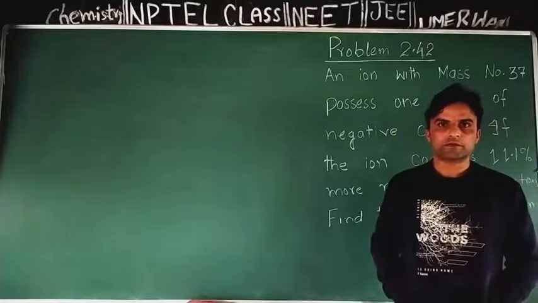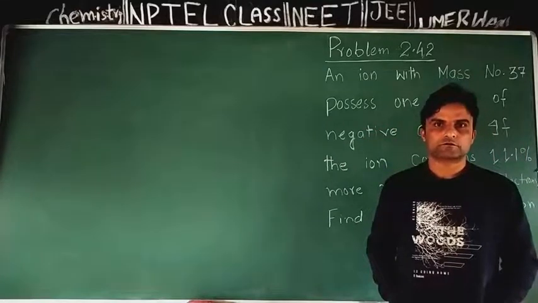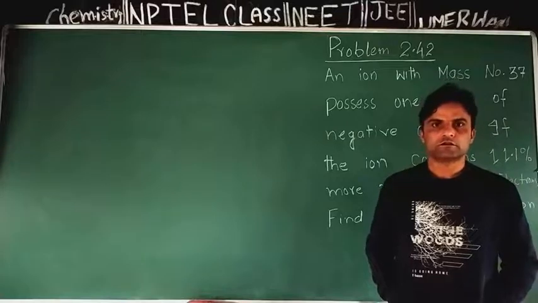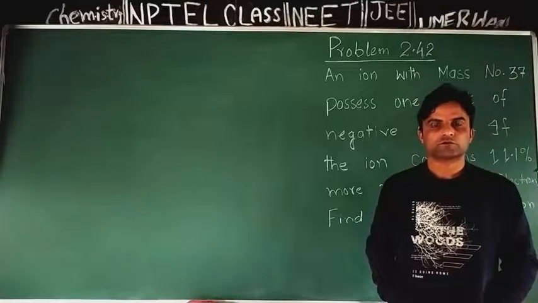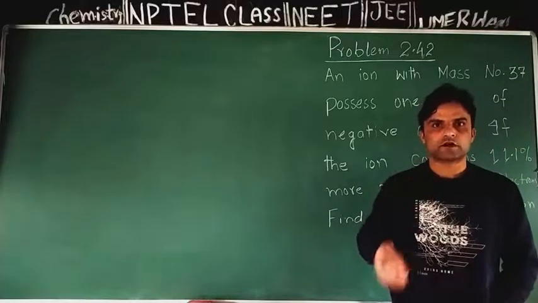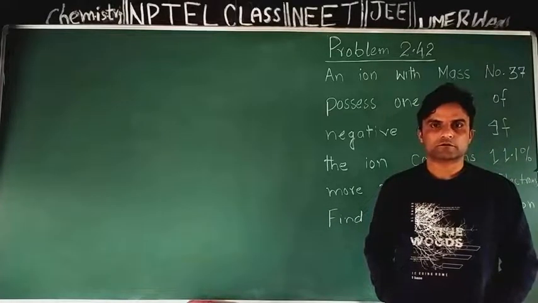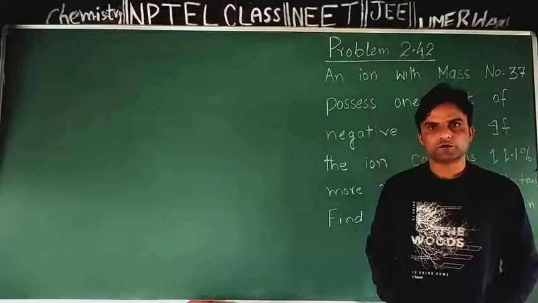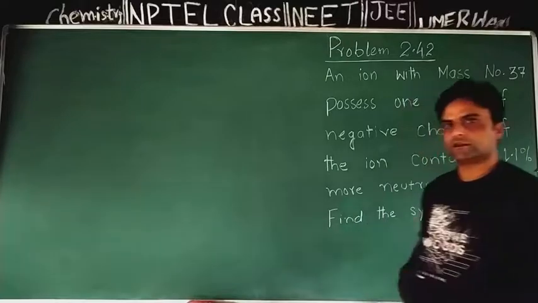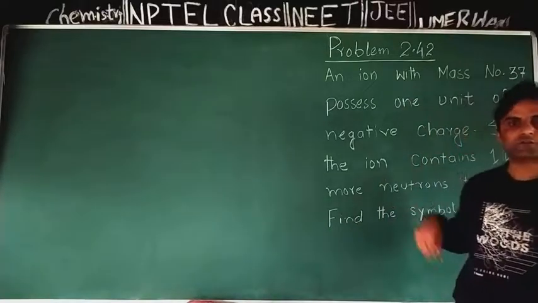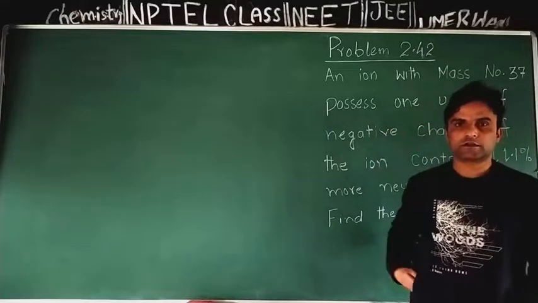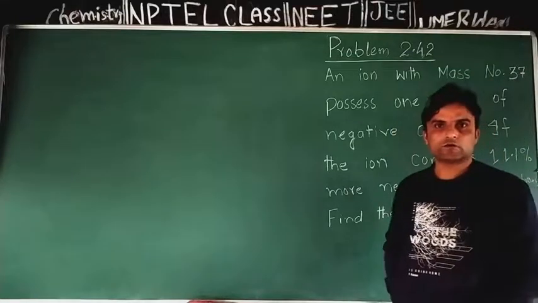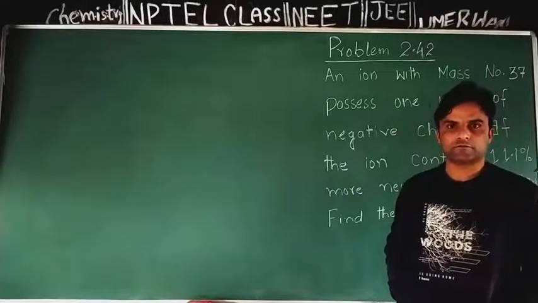So the problem is based on ion, and in the question it is given that the ion is negatively charged. So for us this ion is an anion and the charge on this anion is -1, one unit negative charge. The relation between the number of neutrons and the number of electrons for this ion is also given, that the number of neutrons is 11.1% more than the number of electrons. The mass number of this ion is given as 37. Now we have to write the symbol of this ion.